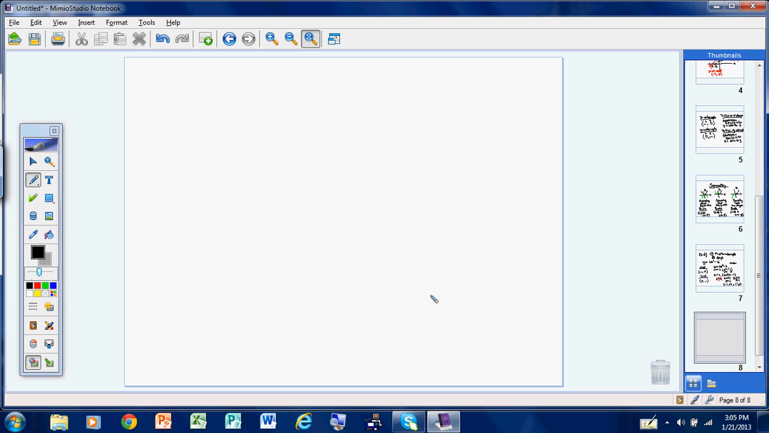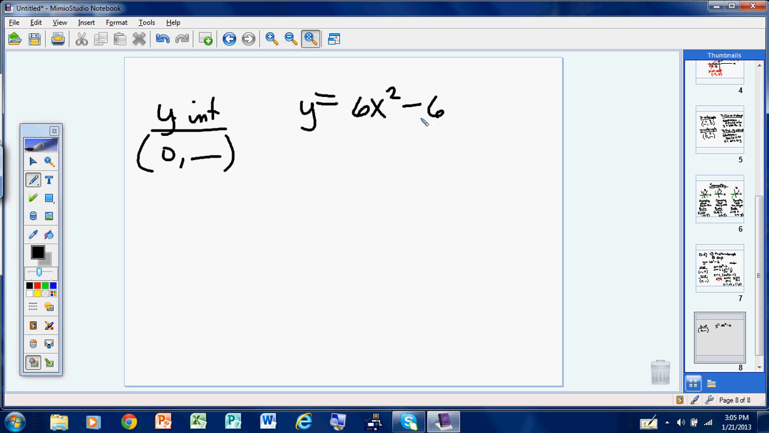Okay, the same thing, same equation. This time we're looking for the y-intercepts in it. Again, how do we describe the y-intercept? We're looking for a y value when x is 0. And we're going back to our original problem that said y was equal to 6x squared minus 6. Well, this time we're substituting a 0 in for x. Let's do that.